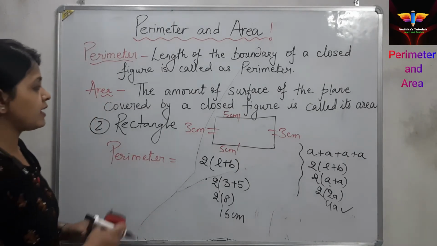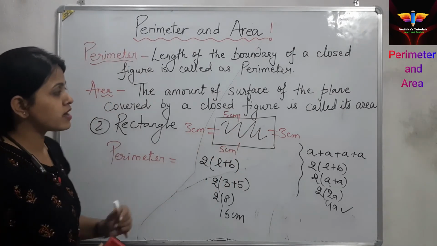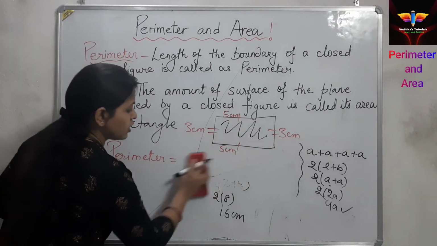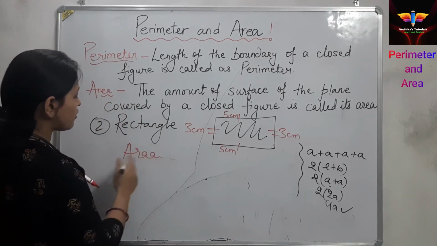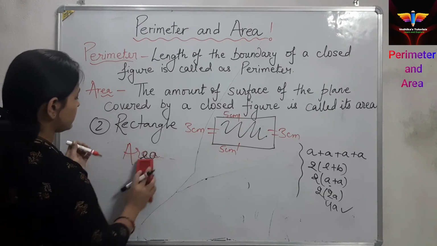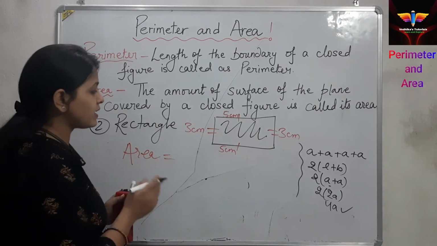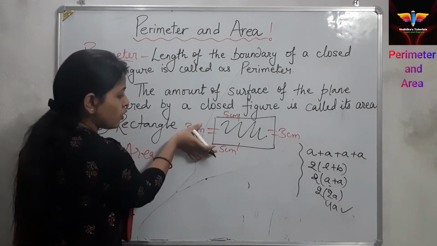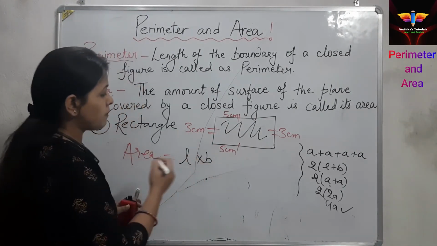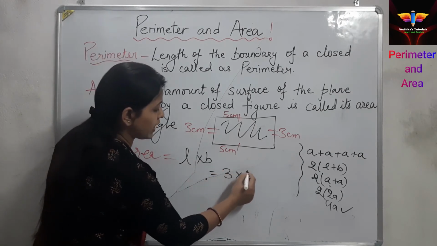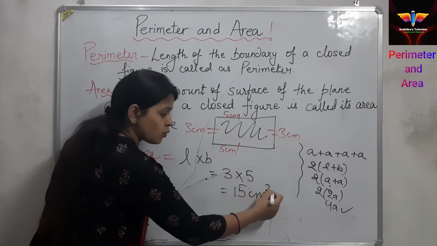Now what will be the area? Area is the enclosed figure. Okay, area, the amount of surface of the plane covered by the closed figure. So area of the rectangle is again here side into side. So here we cannot write that both sides are same, so we can write it like length into breadth, that is 3 into 5. Now 5 into 3, 15 centimeter square.